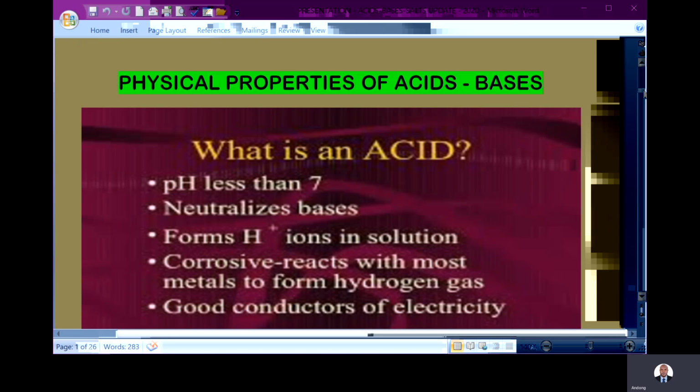In this case, we say the higher the concentration of hydrogen ions in solution, the stronger the acid. And the stronger the acid, the lower the pH. Once more, the higher the concentration of the hydrogen ion in a solution, the stronger the acid. The stronger the acid, the lower the pH.